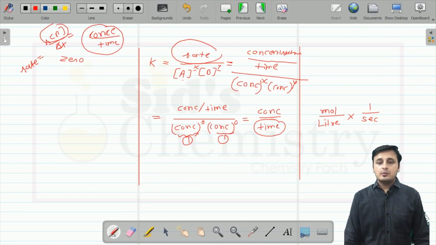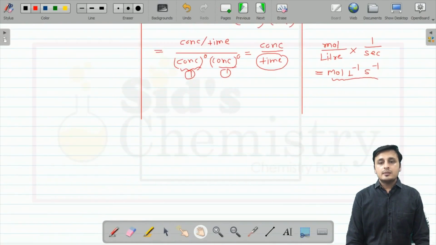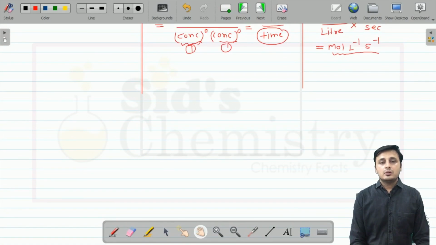So the final unit we end up with, if we write it in one sentence, is mole per liter per second. This will be the unit of the rate constant K for the zero order reaction. In such a way we can find the unit of K. Now let us understand what the unit of K will be for the first order reaction.